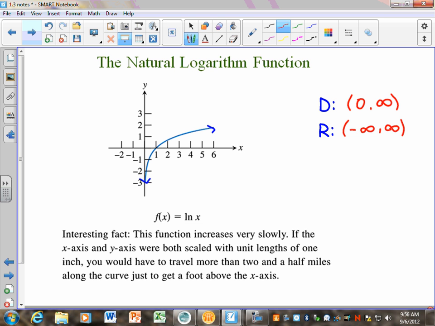I think this is my favorite interesting fact that the book gives us. It says if the x and y axis were both scaled with unit lengths of 1 inch, you'd have to travel more than 2.5 miles along the x-axis just to get 1 foot above the y-axis, because this goes very, very slowly. Like it's going to take a really long time for that actually to go all the way up.